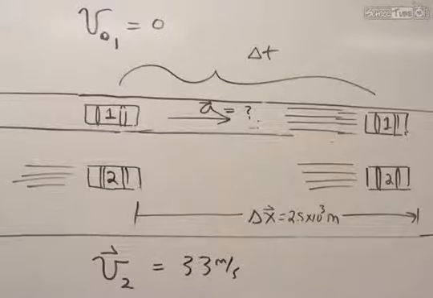A car, we'll call it car 2, is traveling at a constant speed of 33 meters per second on a highway. At the instant this car passes an entrance ramp, another car, we'll call car number 1, enters the highway from the ramp. Car number 1 starts from rest and has a constant acceleration. What acceleration must car number 1 maintain so that the two cars meet for the first time at the next exit, which is 2.5 kilometers away?